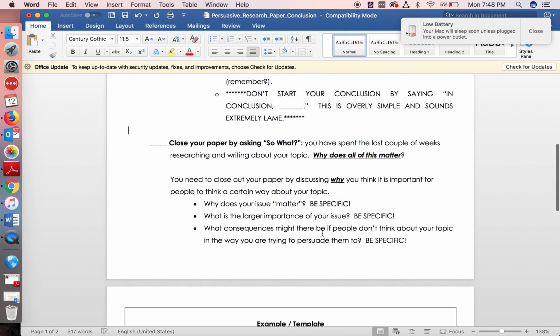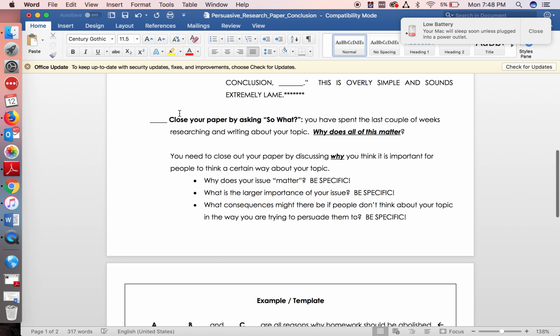Okay, that's the easy part. This is where things get tough. You need to kind of close out your paper by asking, so what? Essentially, what you're doing is leaving the paper in the reader's hands and making them think, why did all of this matter? You need to close out your paper by discussing why you think it was important for people to think a certain way, your way, about your topic.